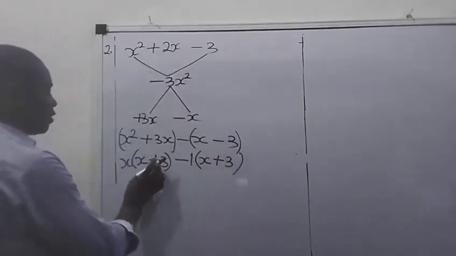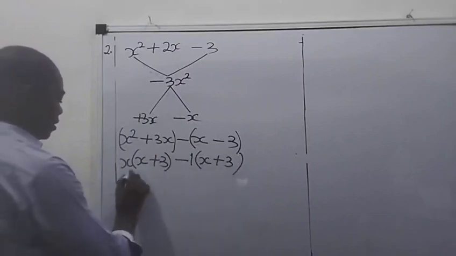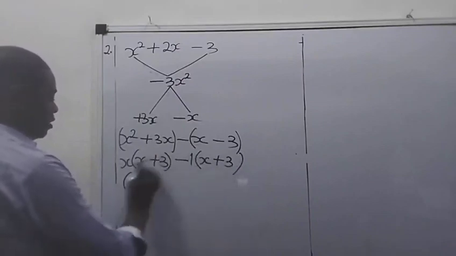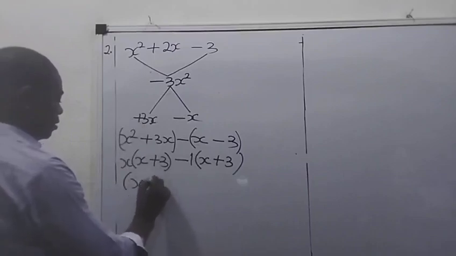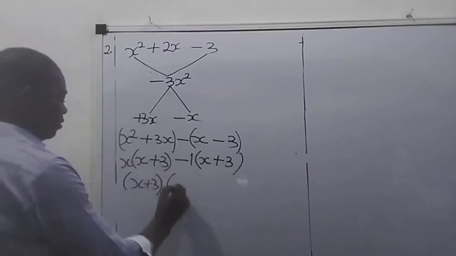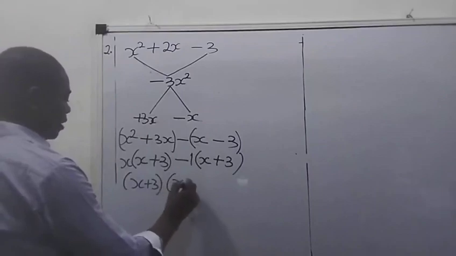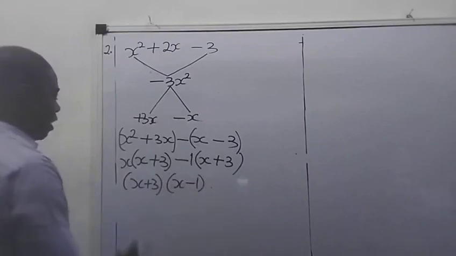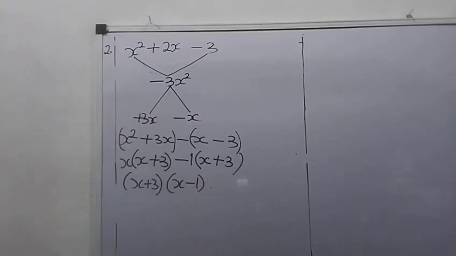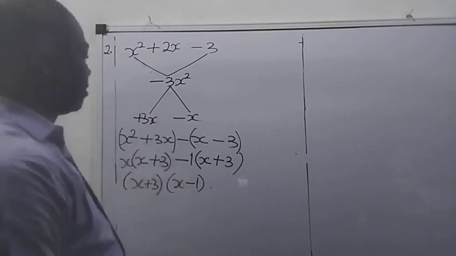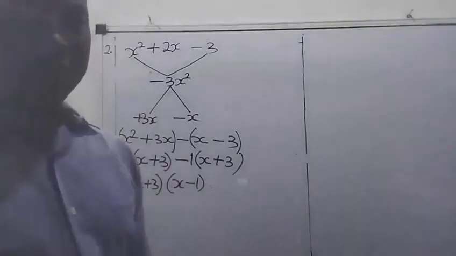So now that we have x plus 3 here, x plus 3 here, we group this into 1 bracket, x plus 3. Okay, the ones outside, we put into another bracket, x minus 1. So we have x plus 3, x minus 1. This is the answer to the factorization example number 2.